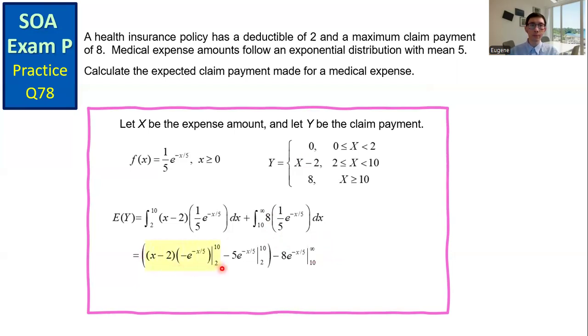The first term, we get minus 8 times e to the power minus 2. And then the second term here, we get this expression. And then the last term, 8 times e to the power minus 2. Upon calculation, we get 2.6749. This is the expected claim payment made for medical expenses.